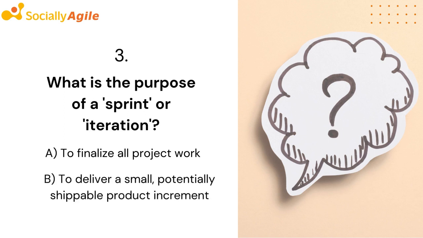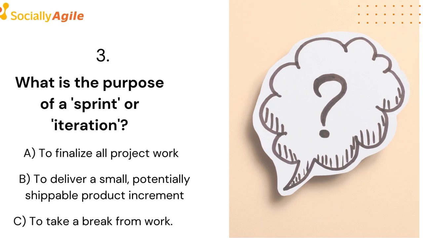B, to deliver a small, potentially shippable product increment. Absolutely right. Agile sprint or iteration is focused on delivering a small, usable piece of the product. This allows for continuous value delivery and the ability to adapt to changing requirements. C, to take a break from work. Sprints or iterations in Agile are time-boxed periods of focused work, not breaks. They are dedicated to achieving specific development goals.